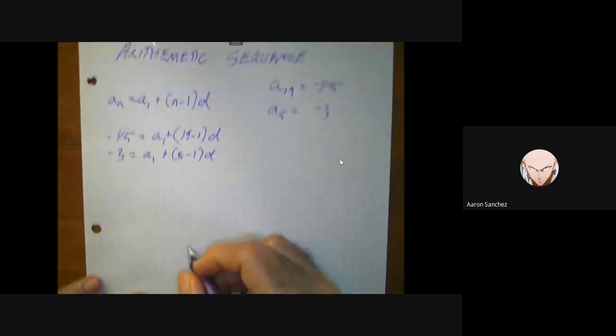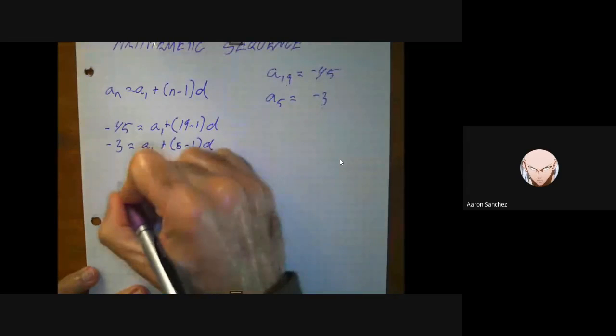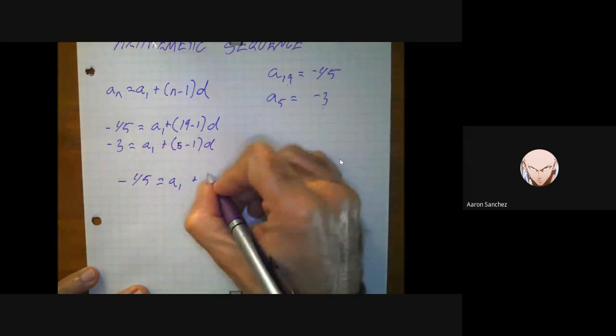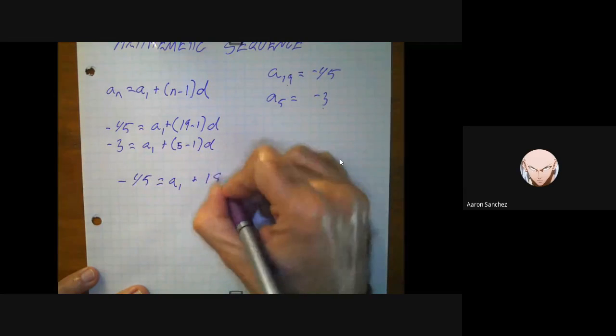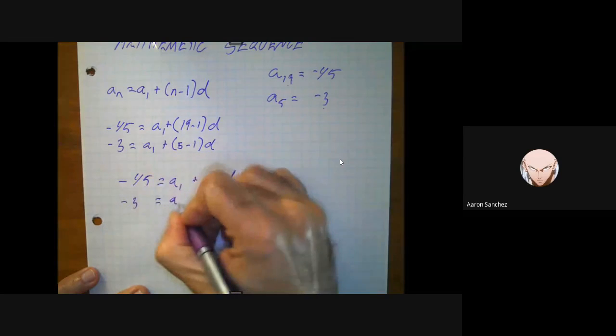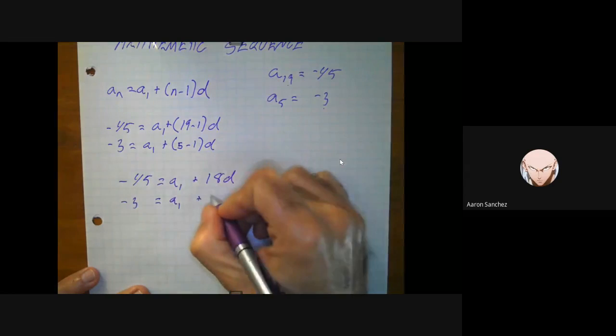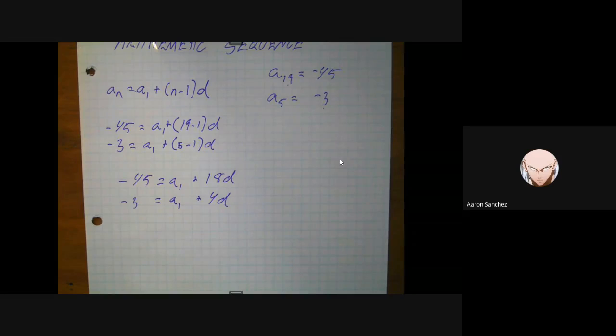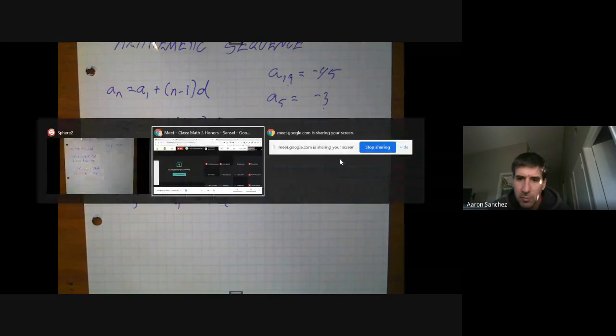Okay, so now let's simplify. Negative 45 equals a sub 1 plus 18d, and negative 3 equals a sub 1 plus 4d. Any questions so far? We're trying to solve for the first term and the common difference.